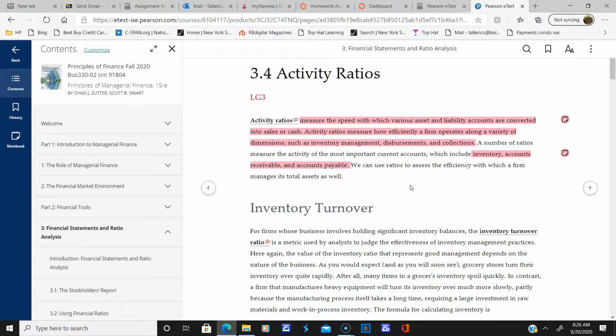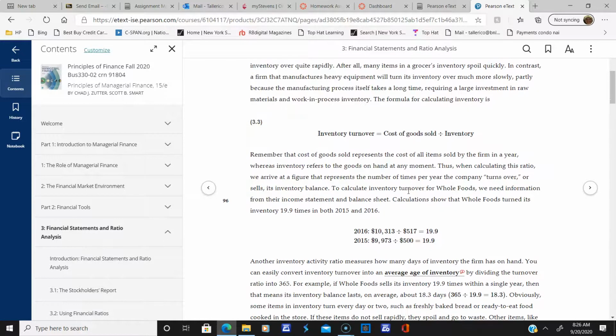Okay, so the first one we're going to look at is called inventory turnover. And inventory turnover is cost of goods sold divided by inventory. Cost of goods sold comes off of the income statement. You all should know that, right? And inventory comes off of the balance sheet, right? That comes off of the balance sheet, right?